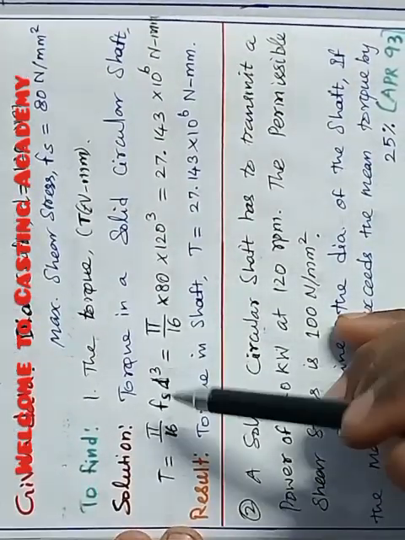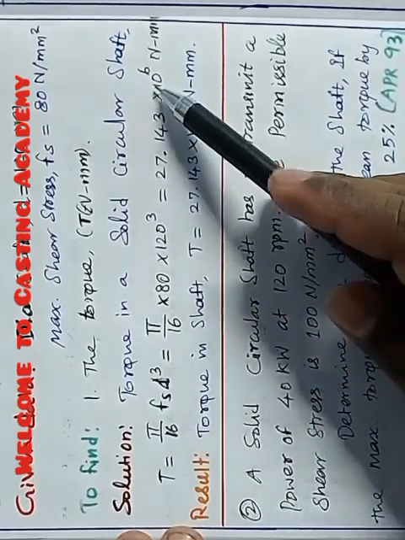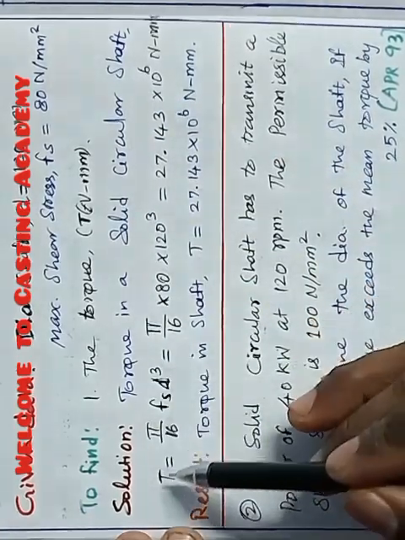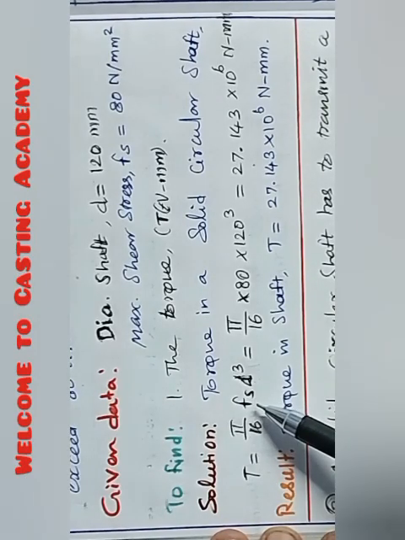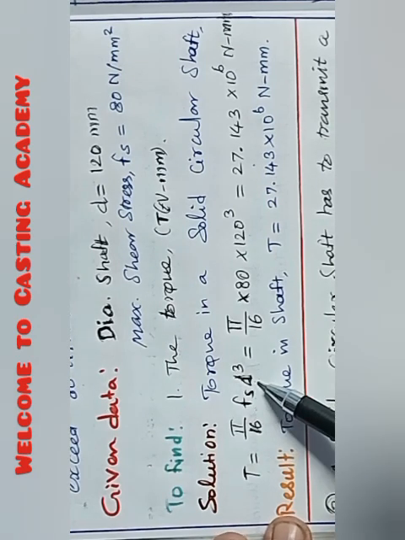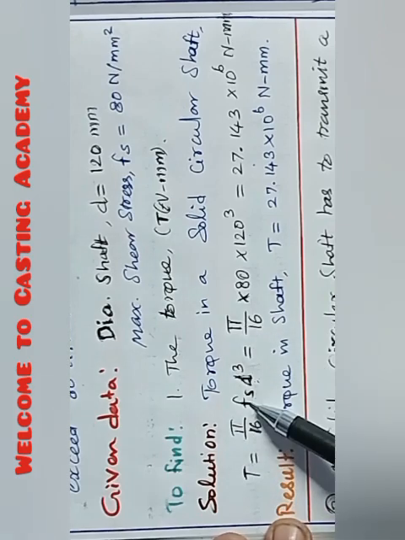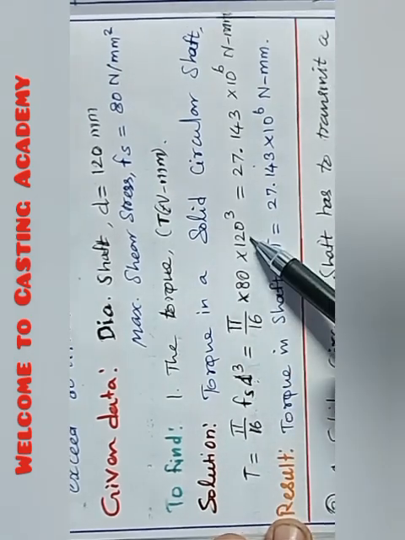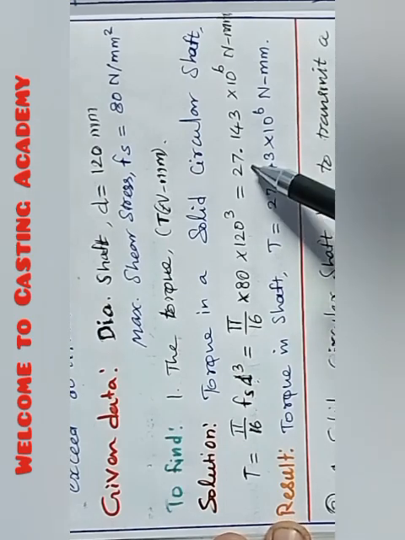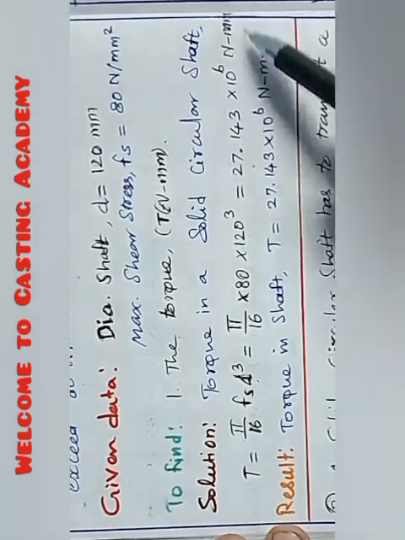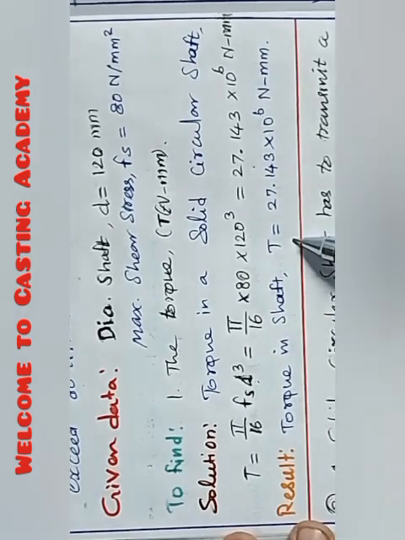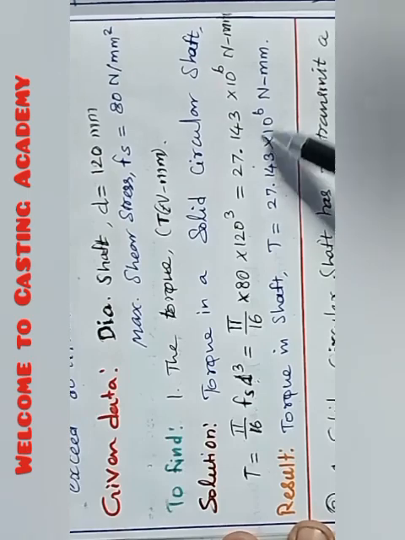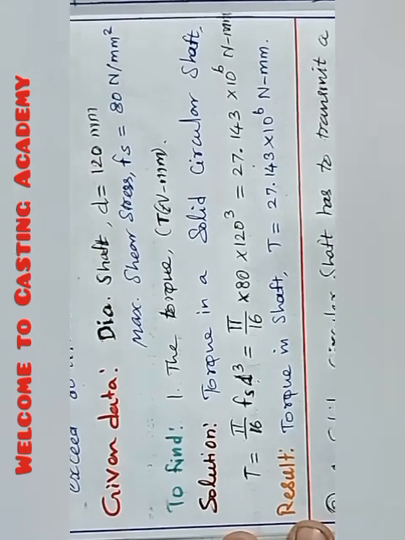The solution: for the torque in a solid circular shaft, we have the formula torque equal to pi by 16 into Fs into d cubed, where Fs is the stress and d is the diameter of the shaft. So pi by 16 into Fs equal to 80, d cubed is 120 cubed. So we got the answer of 27.143 into 10 power 6 Newton mm. Finally, write down the result: torque in shaft T equal to 27.143 into 10 power 6 Newton mm.